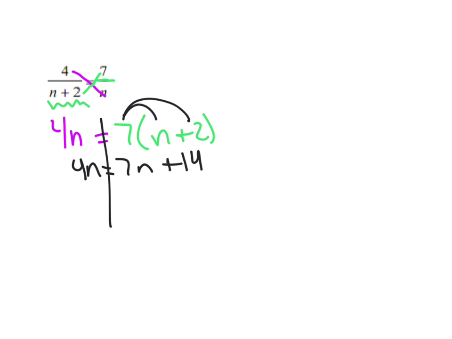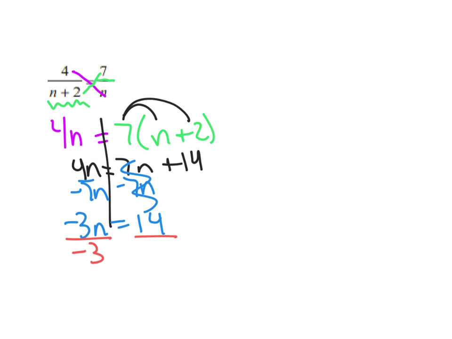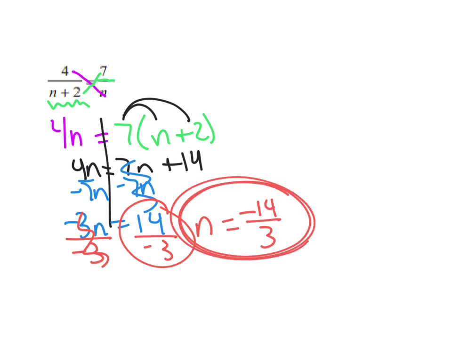Now this time I'm going to subtract the 7n first, since this 4n over here is already by itself. So I'm going to subtract 7n. So 4 minus 7 is negative 3n equals 14. Okay, and then for our last step, we'll divide by negative 3, since it's with a variable. So n equals, now here, this doesn't divide evenly. 3 won't go into 14 evenly, so I'm just going to leave it improper. So negative 14 divided by 3 would be our answer.